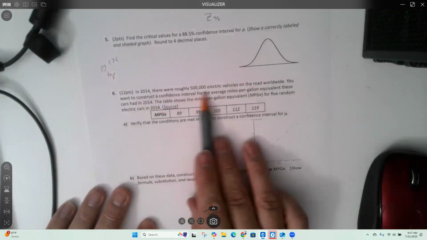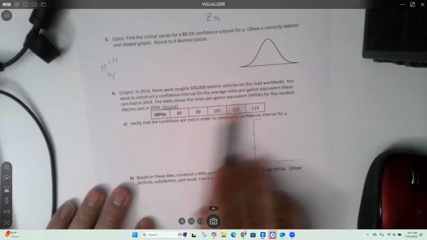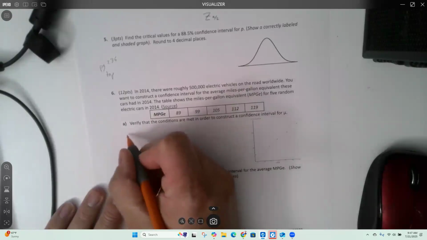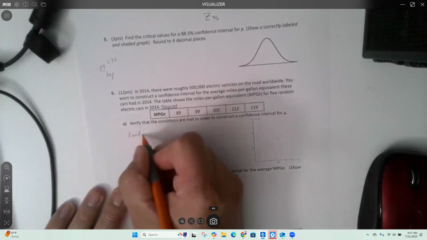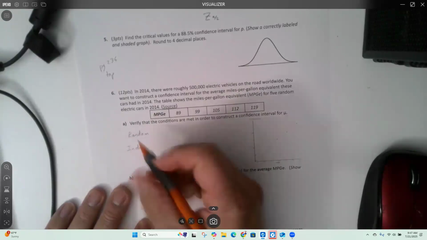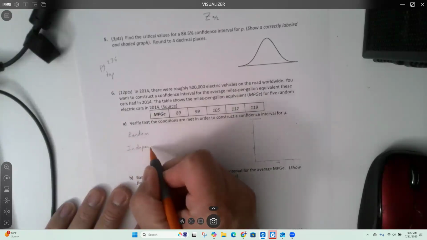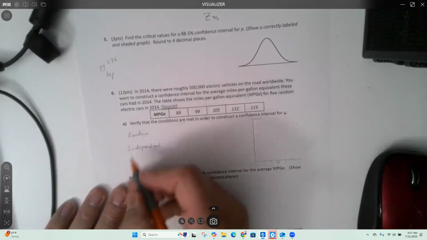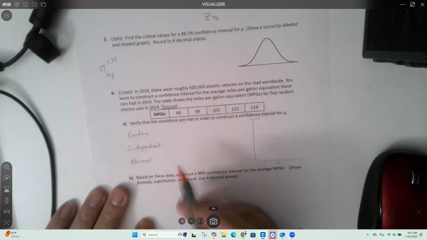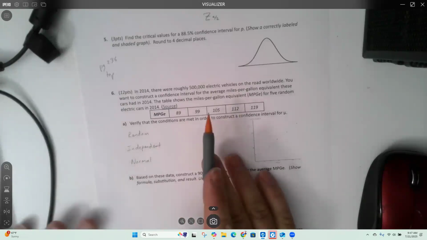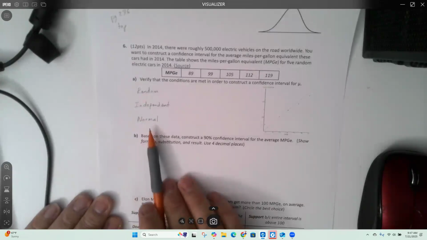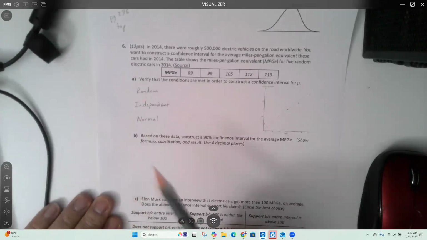In 2014, there were roughly 500,000 electric vehicles on the road. Verify the conditions are met in order to construct a confidence interval. So we need to make sure it's random, right? And these are the same steps as if we were checking to make sure the central limit theorem applies. The central limit theorem is important. It allows us to build confidence intervals and to do hypothesis testing, so we're always checking the same things.